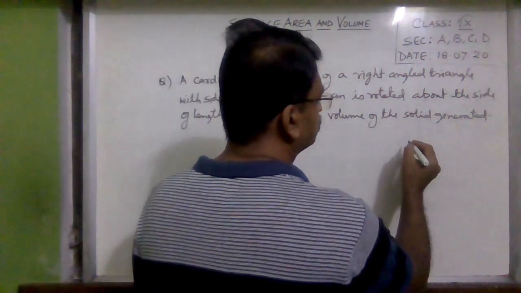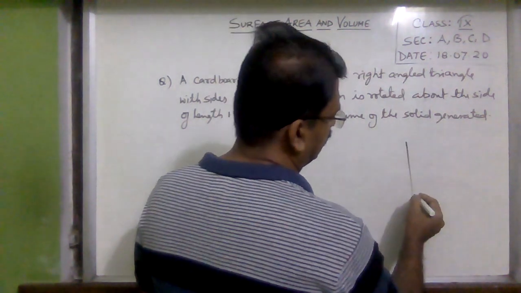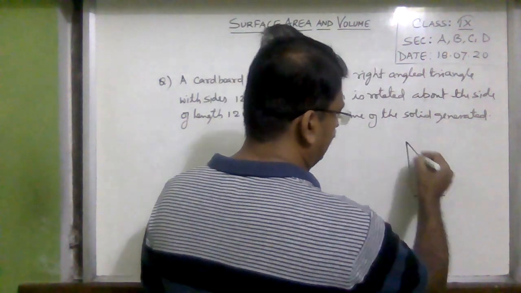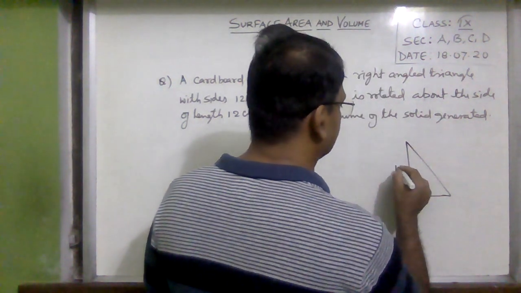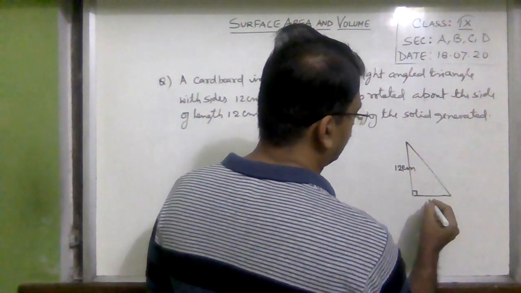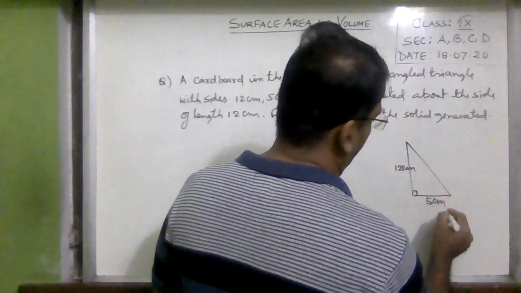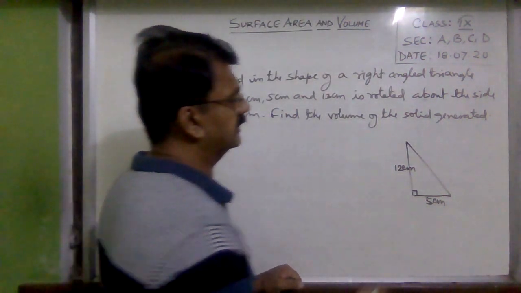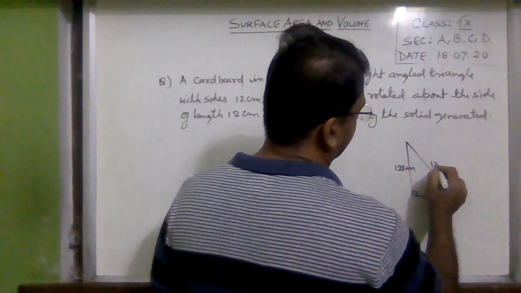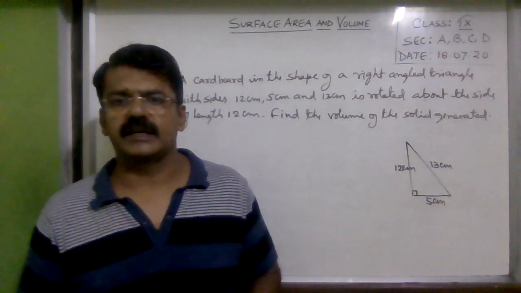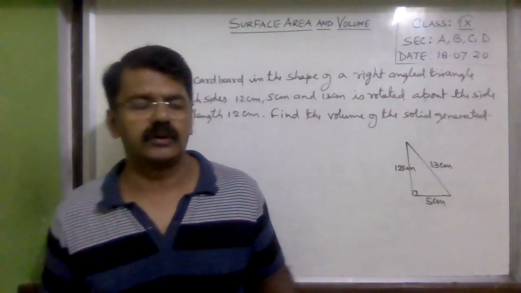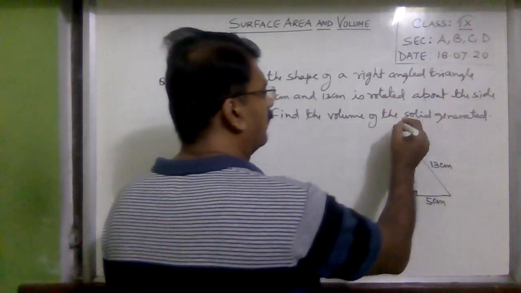Now see, there is a right angle triangle like this. This side is given 12 centimeter. This side is given 5 centimeter. And the third side, the hypotenuse, will be 13 centimeters. Now this right angle triangle or this cardboard is rotated about this side.